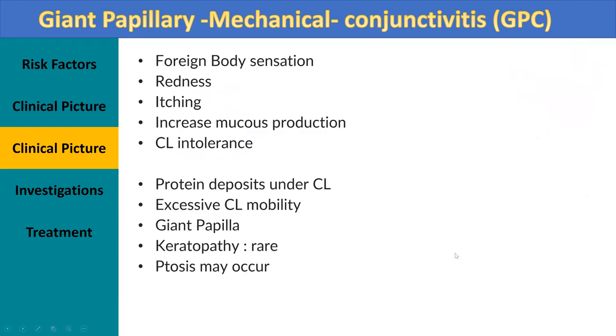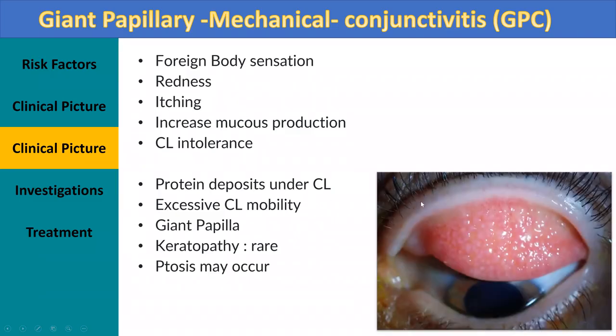So what will be the clinical picture? Those patients will have foreign body sensation, redness, itching, increased mucus production, and contact lens intolerance. And when you check the signs, you can find the presence of giant papillae. It is called giant papillary conjunctivitis for a reason. It will cause giant papillae more than 1 millimeter, and also some proteinaceous deposits.